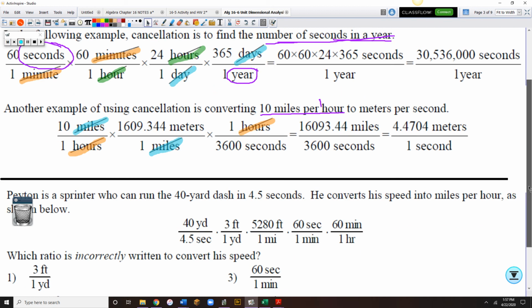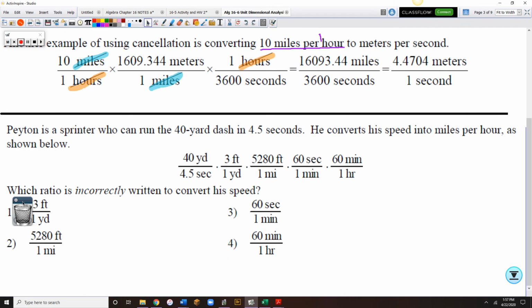Now, questions like you might see on the Regents exam are often, not always, but often multiple choice. So Peyton is a sprinter who can run the 40-yard dash in about 4.5 seconds. He converts his speed into miles per hour as shown below. So we've got 40 yards in 4.5 seconds, and that's the first fraction you see. And then we're going through all the conversions to get to miles per hour. So we have feet to yards, feet to miles, seconds to minutes, minutes to hours. And it's asking which ratio is incorrectly written to convert speed.